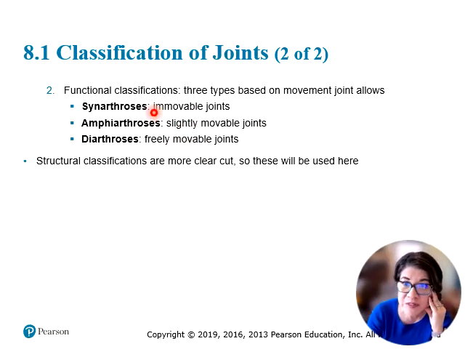So synarthrosis is immovable. We'll look at those first. And then amphiarthrosis is slightly movable, and then diarthrosis are the freely movable, what you normally would think of as a joint.